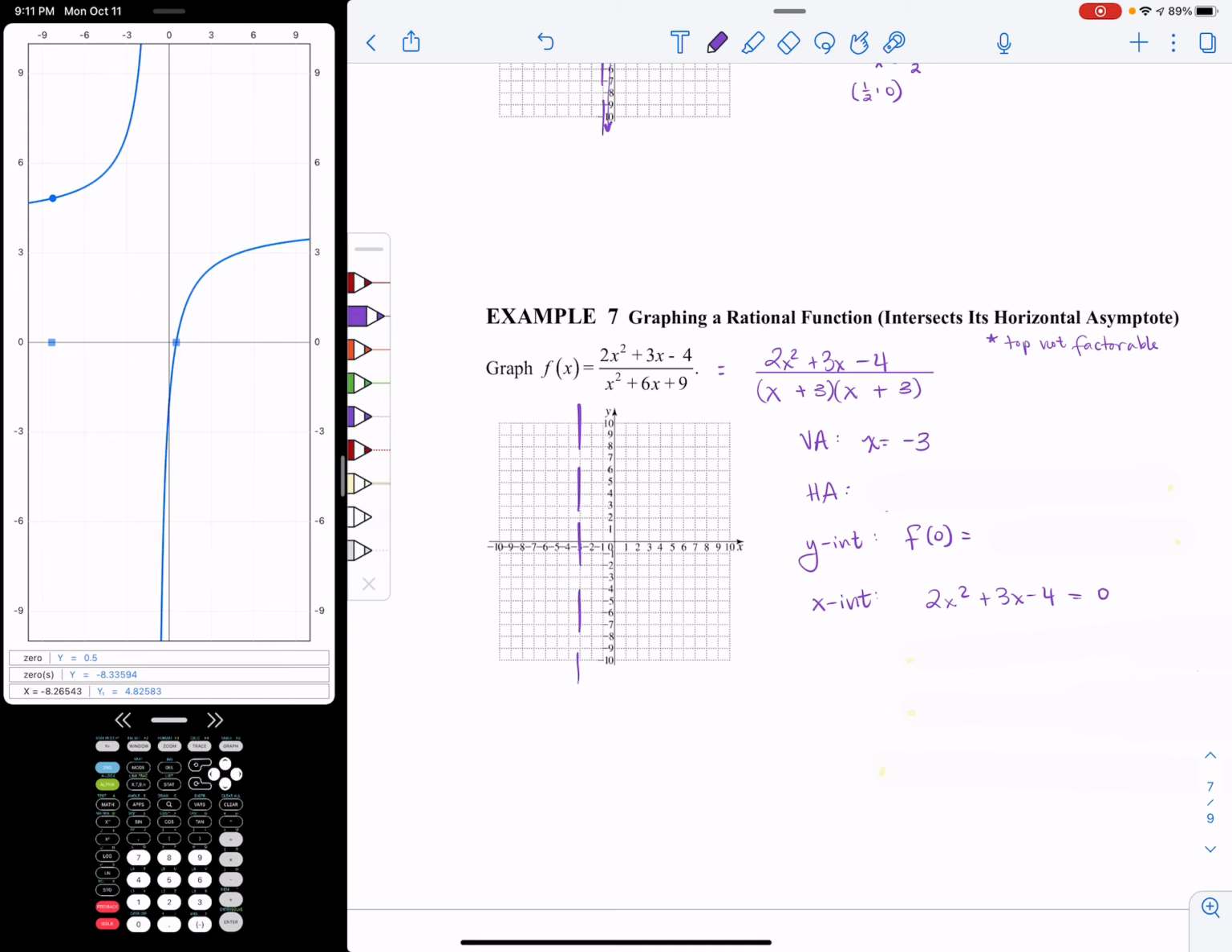And so horizontal asymptotes, notice that the degrees are the same. So it's going to be leading coefficient over leading coefficient. So y equals 2.